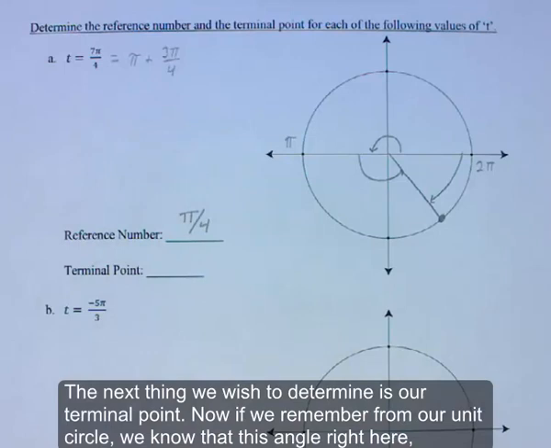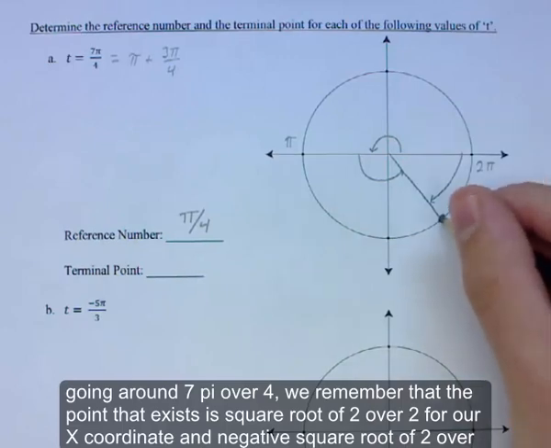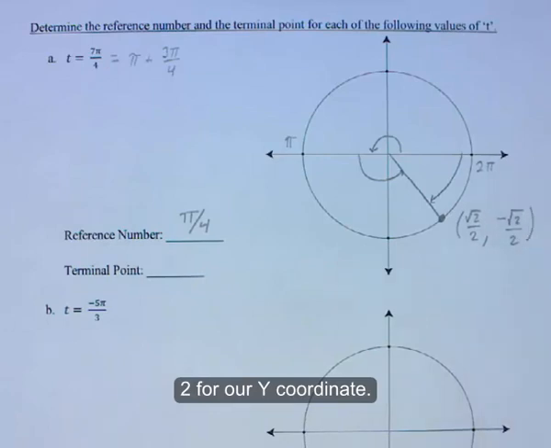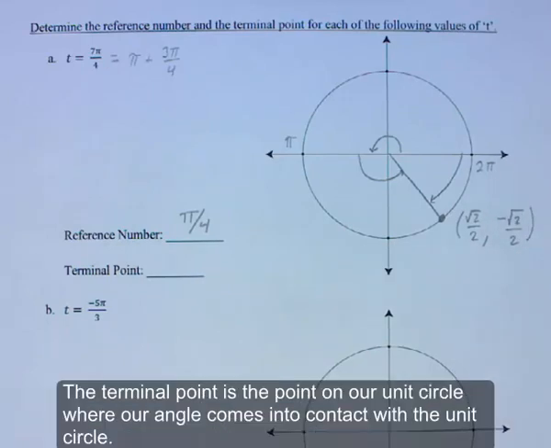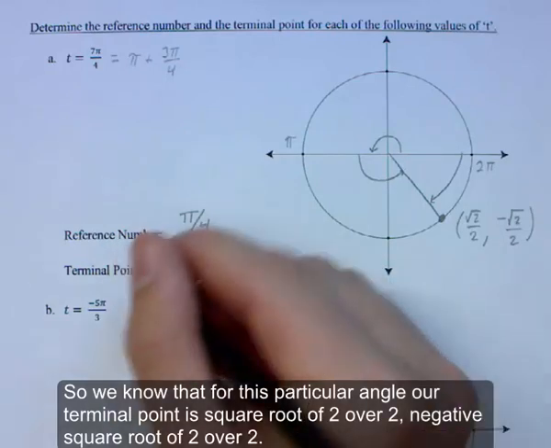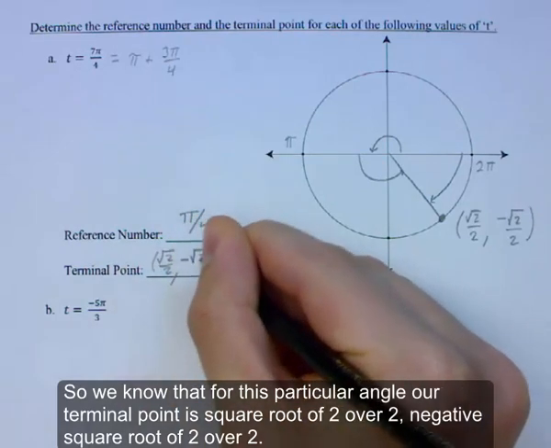The next thing we wish to determine is our terminal point. Now, if we remember from our unit circle, we know that this angle right here, going around 7 pi over 4, the point that exists is square root of 2 over 2 for our x-coordinate, and negative square root of 2 over 2 for our y-coordinate. The terminal point is the point on our unit circle where our angle comes into contact with the unit circle. So we know that for this particular angle, our terminal point is square root of 2 over 2, negative square root of 2 over 2.